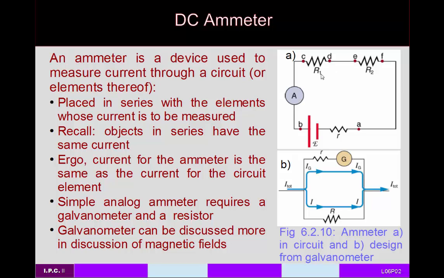So if you're trying to measure the current through resistor R1, and you place the ammeter here, you get a current that goes through the ammeter, R1, R2, and the internal resistance. It's the same current for all four of these elements.